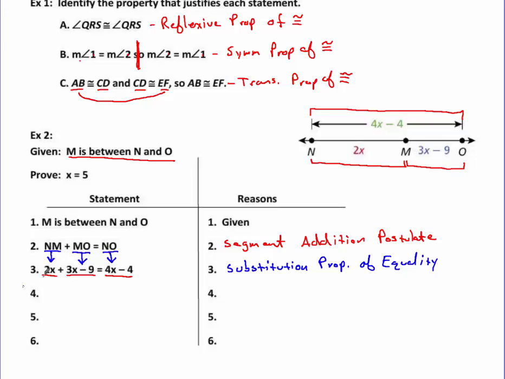So now after that, we see we have a 2x and we have a 3x. Well, I know that that makes a 5x minus 9 equals 4x minus 4. Well, again, I just did something. I combined the 2x and the 3x. How was I able to do that? What property did I use? I used something that I've known for a while now called combine like terms.